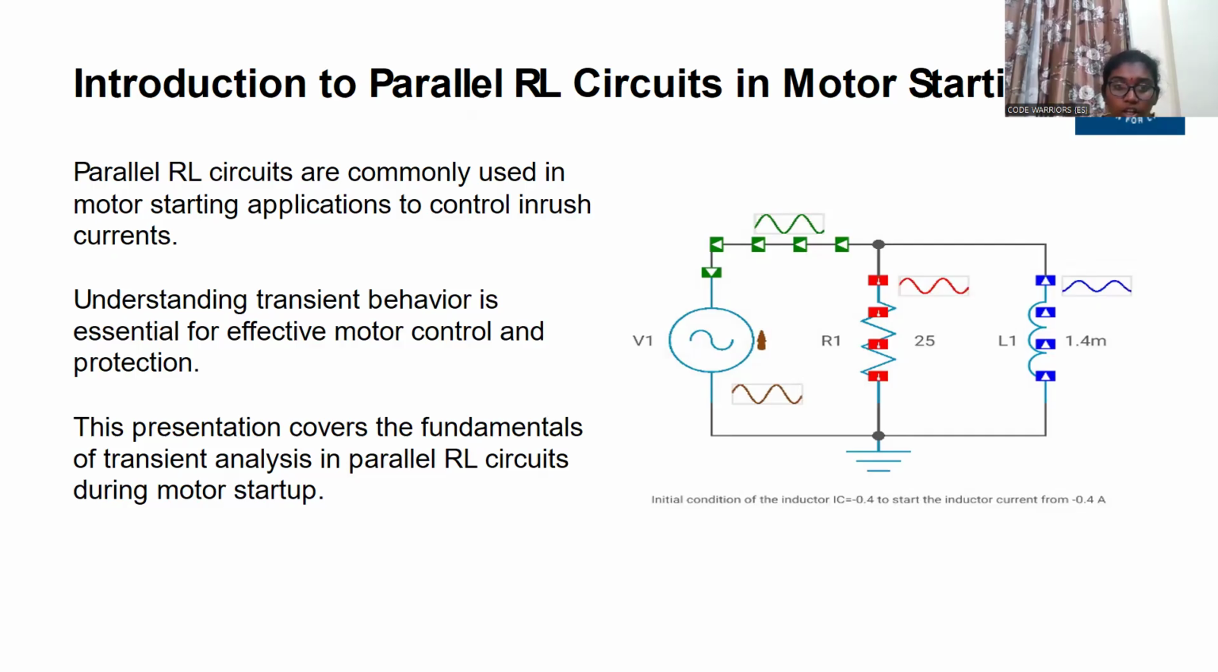Applications in motor starting. Used in industrial motors, pump systems, conveyor belts, HVAC systems. Helps in controlling inrush current, protecting equipment, improving efficiency. Problems: high starting current, voltage dips, heating. Solutions: star delta starters, soft starters, use of resistors. So let's get into the presentation.